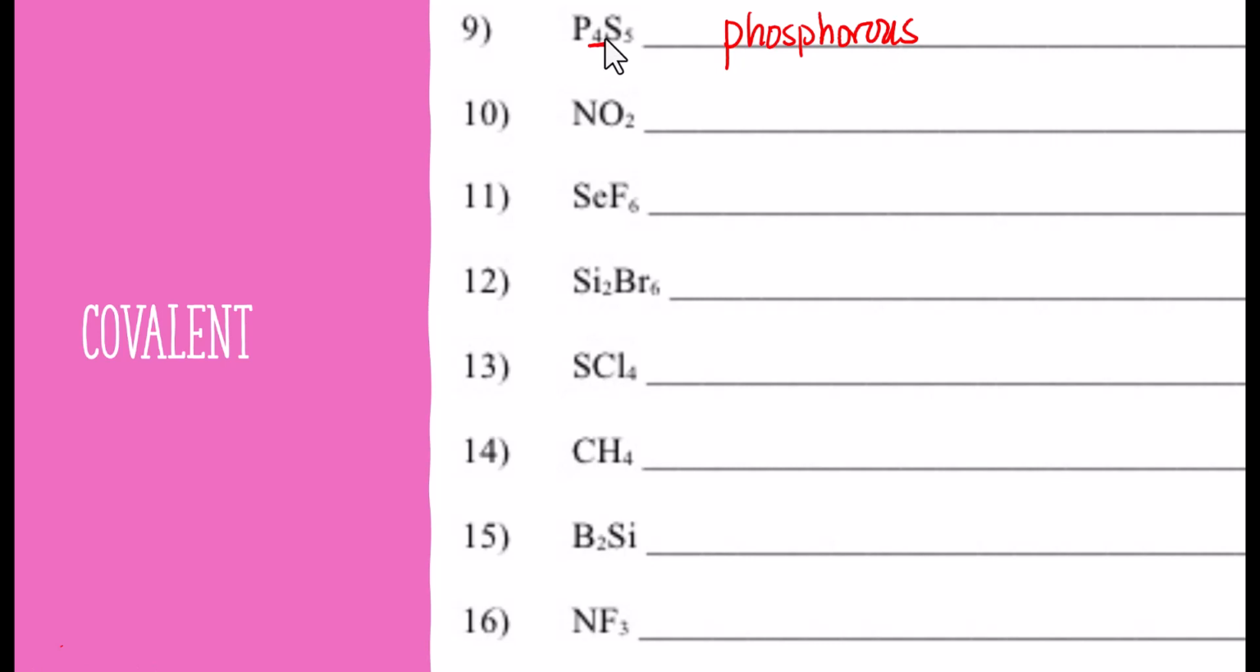The subscript is 4. 4 is tetra, so we write tetra in front. So this is tetraphosphorus. The second element is sulfur. Just like we did in ionic bonding, we drop the ending and add IDE. So this is sulfide. The subscript is 5, so this is penta. So P4S5 is tetraphosphorus pentasulfide. Again, first nonmetal, we don't change the ending. The second nonmetal, we do change the ending and add IDE.